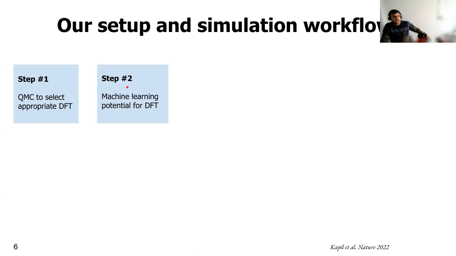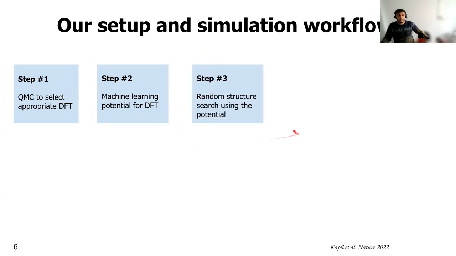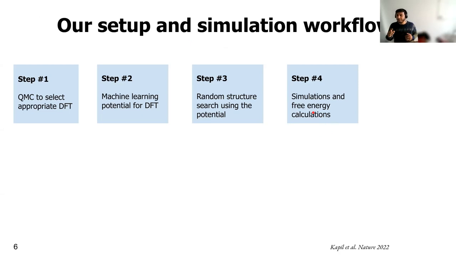The next bit is on machine learning potentials for density functional theory. Once we identified the functional, to make sure we can rapidly predict energies and forces, we developed one, and that was extremely useful for the next steps, because we were able to perform the random structure search very quickly, as well as use this potential for free energy calculations and simulations. We needed to perform simulations at every temperature and pressure, as well as solid-liquid interface simulations, which were as long as 20 nanoseconds for each point, so this comes in handy.